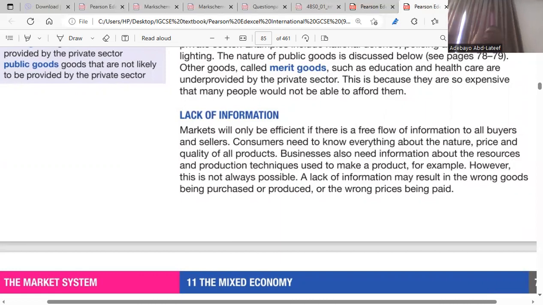Business to businesses, we need to know the kind of materials you are buying. We need to know the source of the materials. As customers, we need to know what we are buying. We need full knowledge about the product, about the service. But if customers lack information about the products they are consuming, if competitors lack information about rivals, then there's a market failure. Do you get lack of information here?